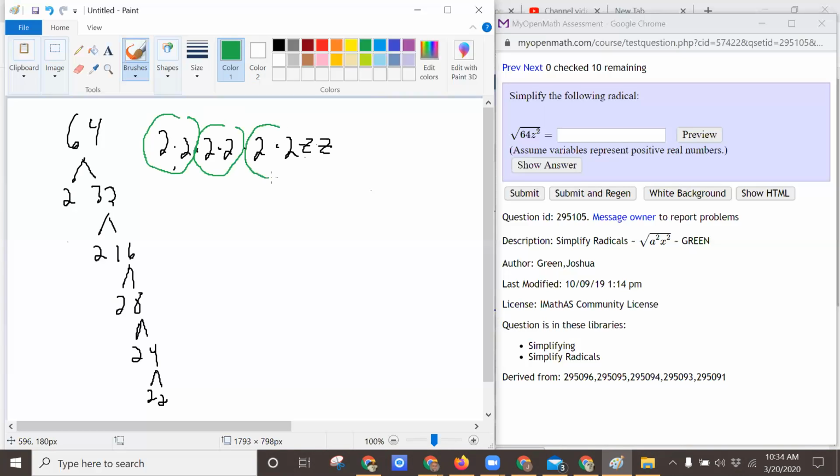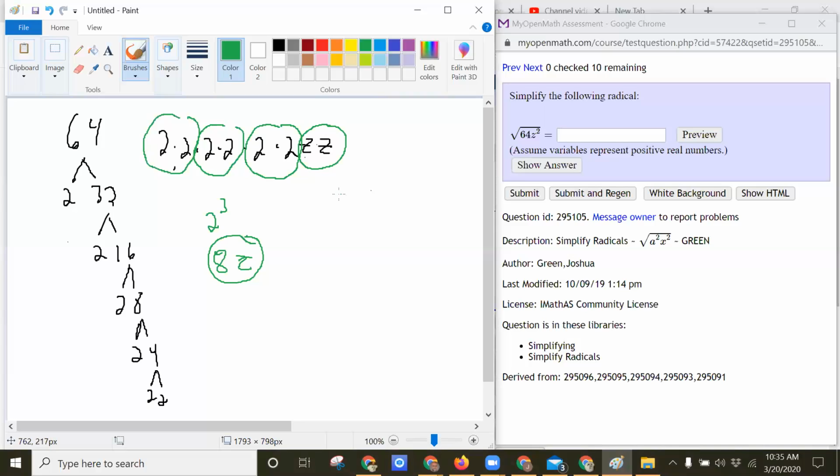That means there's going to be no 2's left underneath. And then I see one group of z's, a group of 2 z's, and there's nothing left. So that tells me there's no more numbers or variables underneath the radical. So I'm pulling out 1, 2, 3 groups of 2, so 2 to the third, or 8. And I'm pulling out one group of z, which is just z. So that simplifies to 8z.